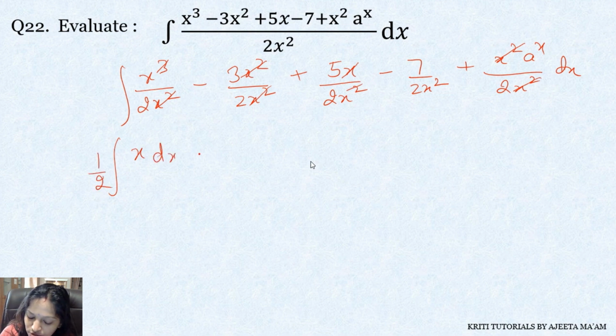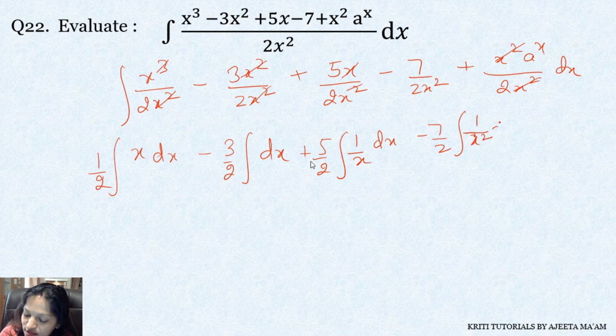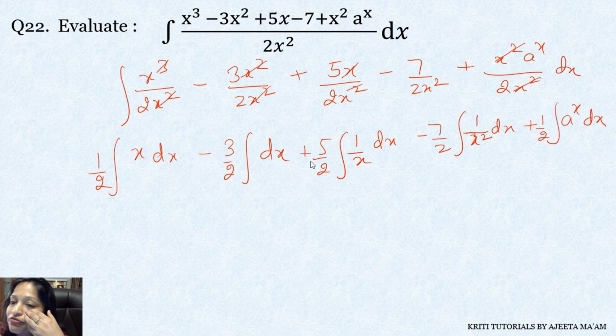Next, my 3 by 2 is constant. So there is 1 in the integral. In the next, 5 by 2 is constant. Let's put it outside. So 1 upon x is left out. In the other one, minus 7 by 2 is the constant, and 1 upon x square is the integral function. And in the last, 1 by 2 is the constant. A raised to x is the integral. So here is how you get 5 different functions to be integrated.